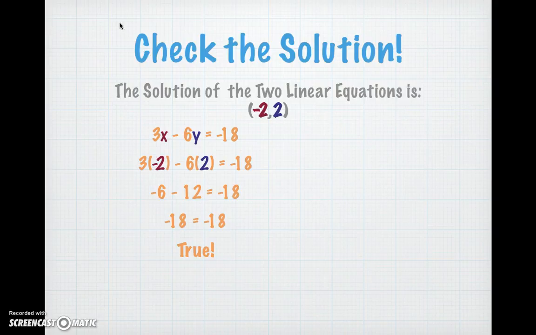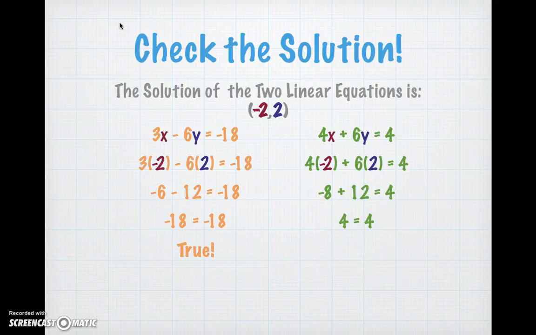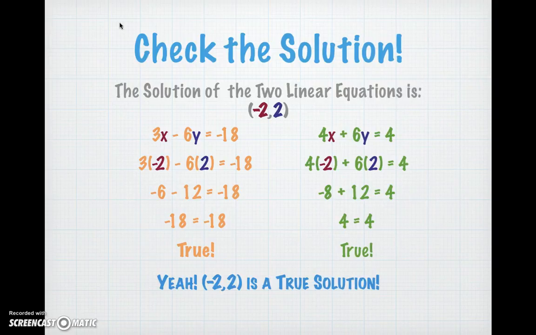I then take those 2 points and I input them into my second equation. So I get 4 times negative 2 plus 6 times 2 equals 4, which simplifies to negative 8 plus 12 equals 4, which comes down to 4 equals 4, which is true as well. Thus, negative 2 and 2 is a true solution for those two linear equations.